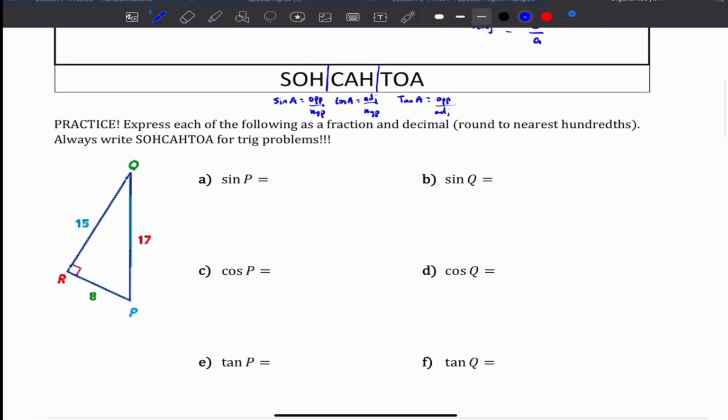All right, let's go ahead and practice. So let's express each of the following as a fraction and a decimal. Round to the nearest hundredths. So, always, my rule of thumb is to write SOHCAHTOA for trig problems.